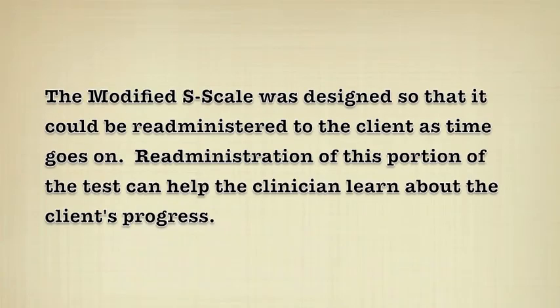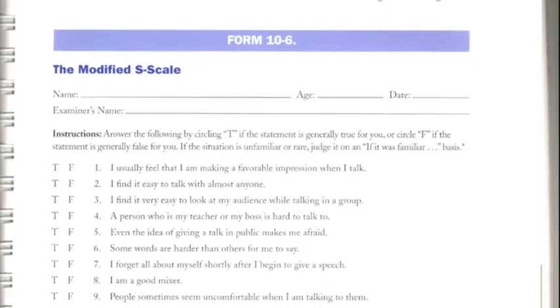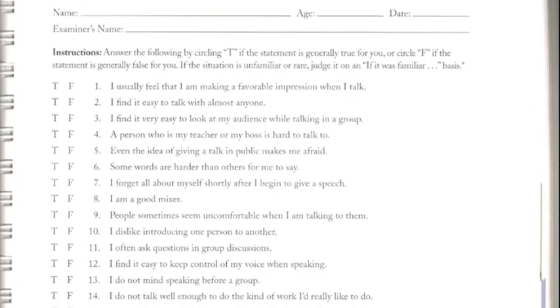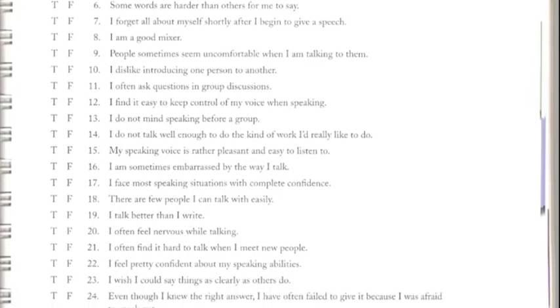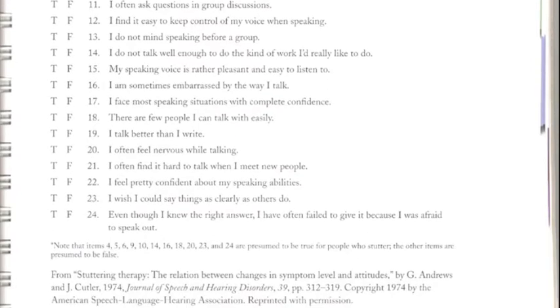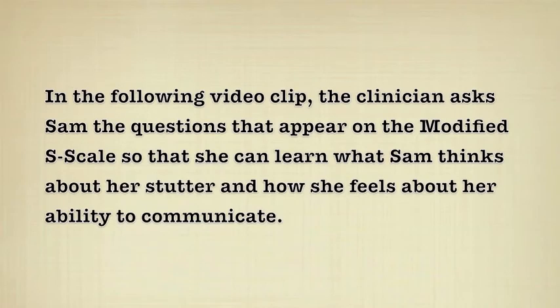The modified S scale was designed so that it could be re-administered to the client as time goes on. Re-administration of this portion of the test can help the clinician learn about the client's progress. In the following video clip, the clinician asks Sam the questions that appear on the modified S scale so that she can learn what Sam thinks about her stutter and how she feels about her ability to communicate.